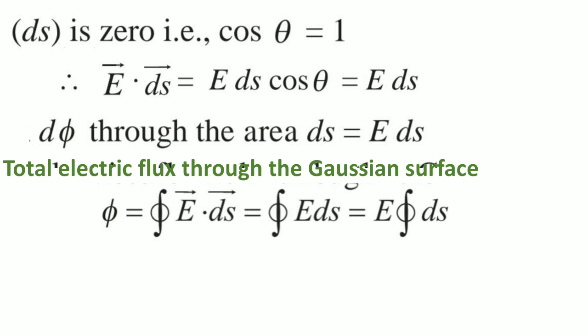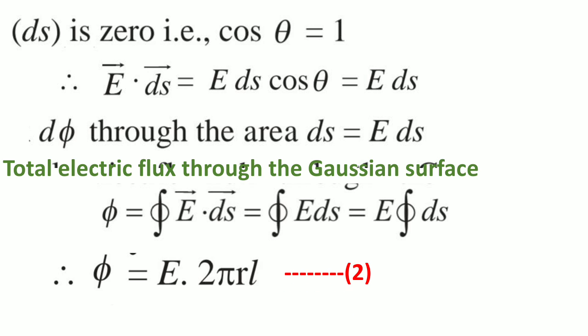What is the remaining term inside the closed integration? It is nothing but ds. Now what is ds? It is the area, and here we have the linear part. So the area of the cylinder is nothing but 2πrL. So finally flux is equal to E times 2πrL.